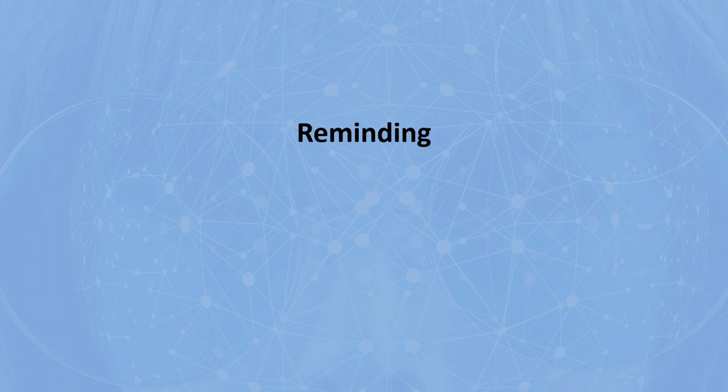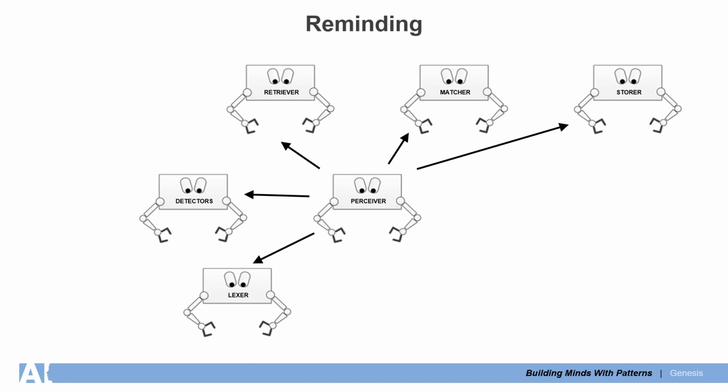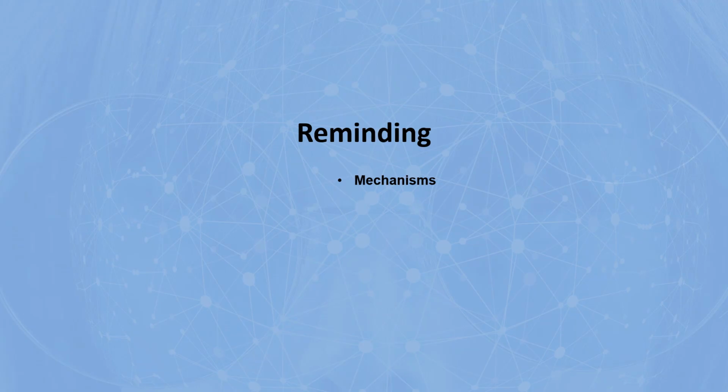The reminding pattern retrieves cases from associative memory based on the features or desired characteristics of the case. To do this, the perceiver recruits a few cohort mechanisms to help out, namely the retriever, matcher, and storer. In addition, a lexer and a few feature detectors assist in the remindings. We will discuss the mechanisms involved in the reminding pattern.